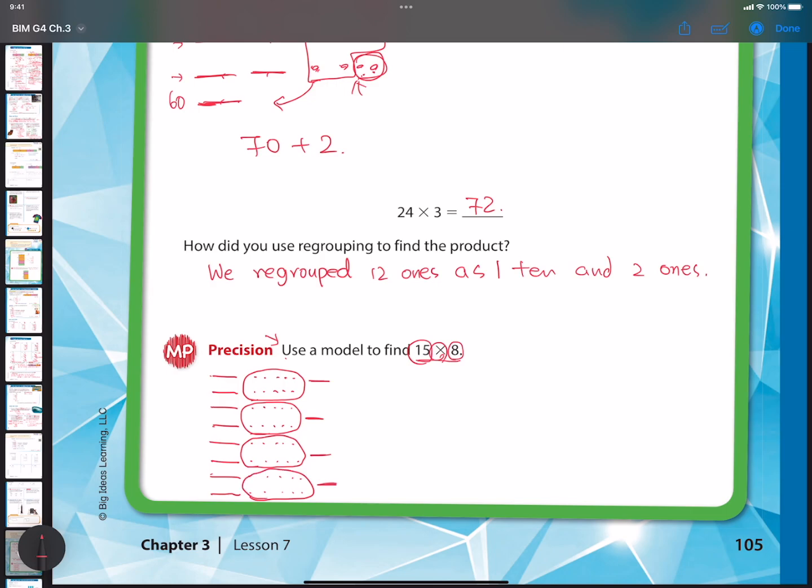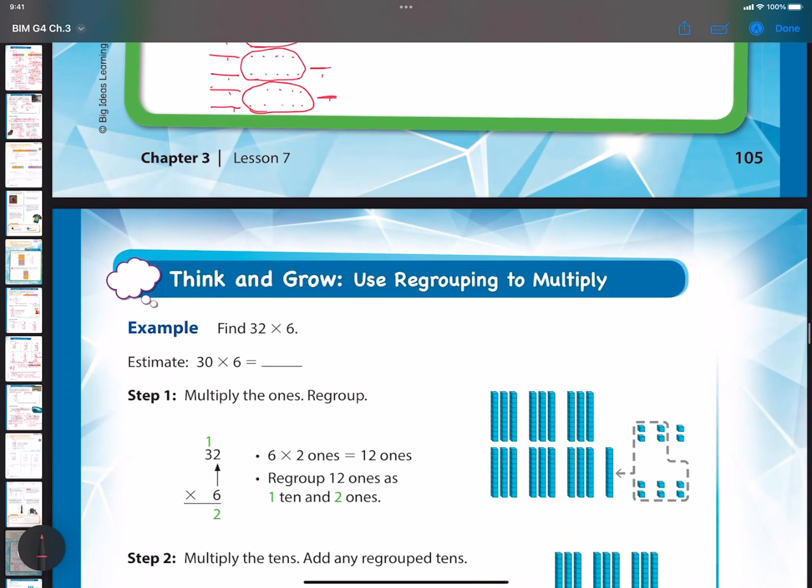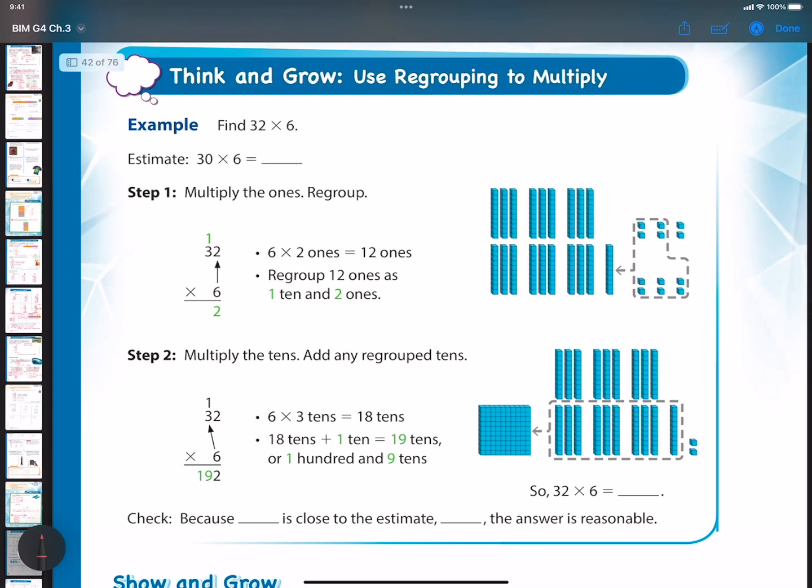So how many longs are there? 1, 2, 3, 4, 5, 6, 7, 8, 9, 10, 11, 12. 12 tens, which means 120. So I'm going to write it down again: 15 times 8 is equal to 120. That's easy, right? So let's move on. Today's lesson is also an easy one. If you don't understand, please rewind and watch it all again.